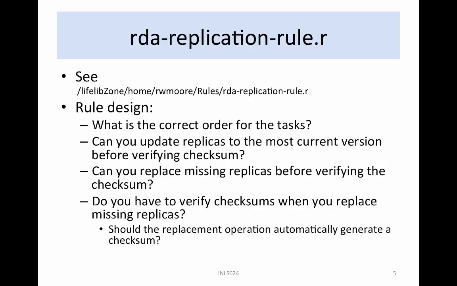What is the correct order for the tasks? Should you update replicas to the most current version before verifying checksums? Or should you verify the checksum of the changed version first? Can you replace missing replicas before verifying the checksum? Do you have to verify checksums when you replace missing replicas? Should the replacement operation automatically generate a checksum?